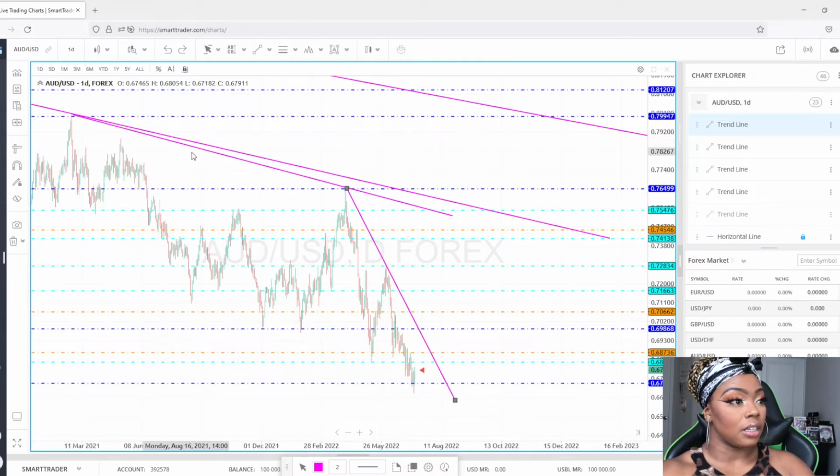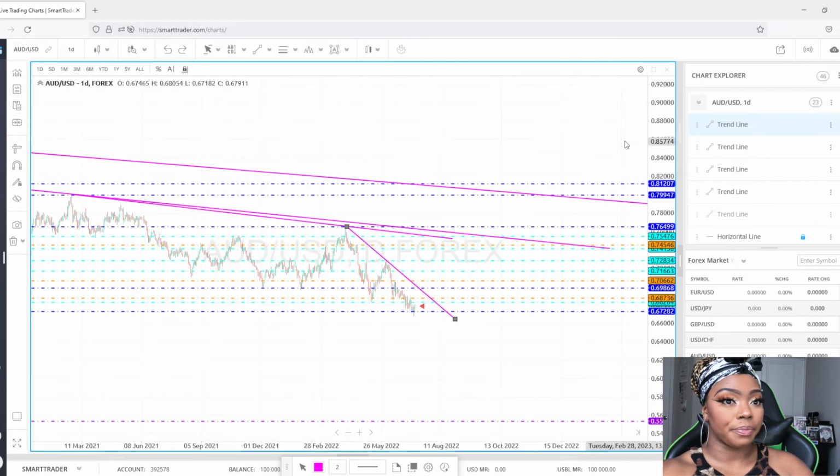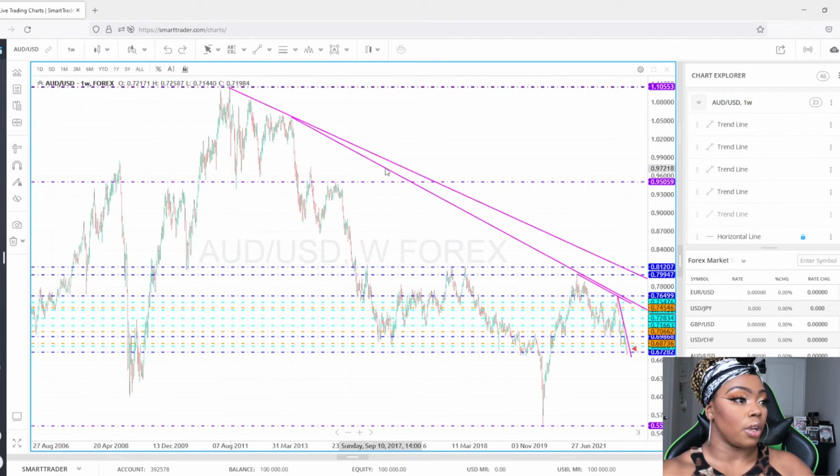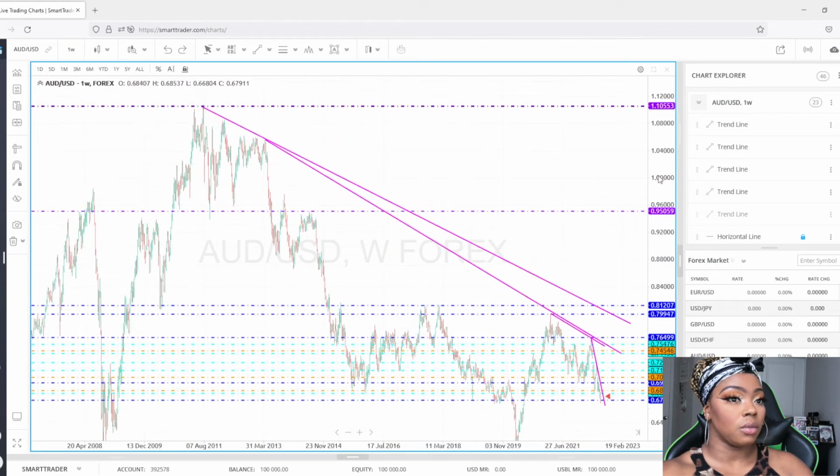See, bearish, bearish, bearish, super bearish. Like, we got a lot of sellers in this market here. Price dropped like crazy. So now that we have our trend lines, we go back to the week.